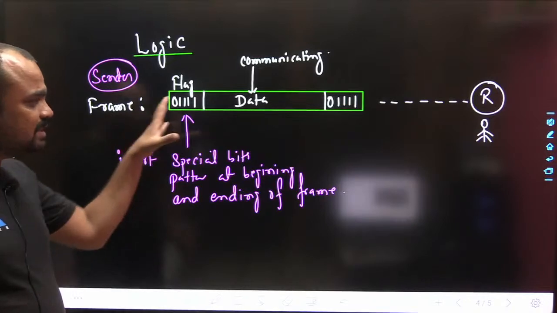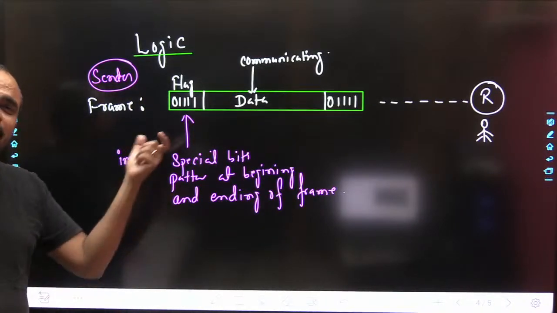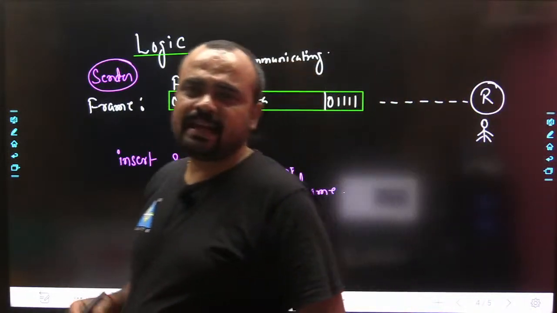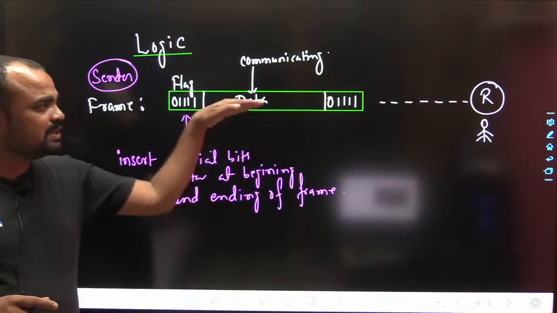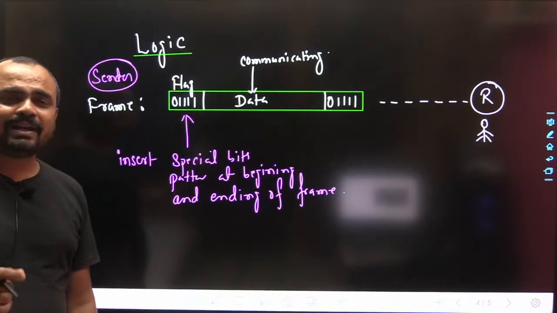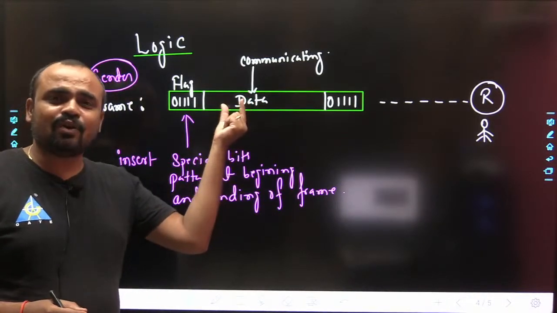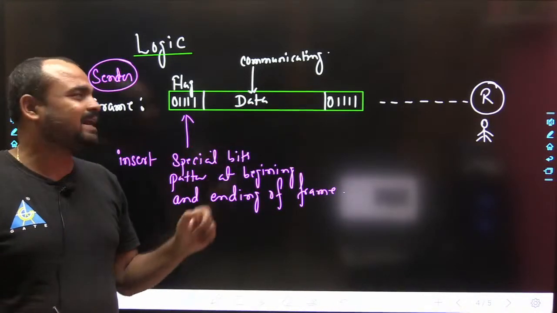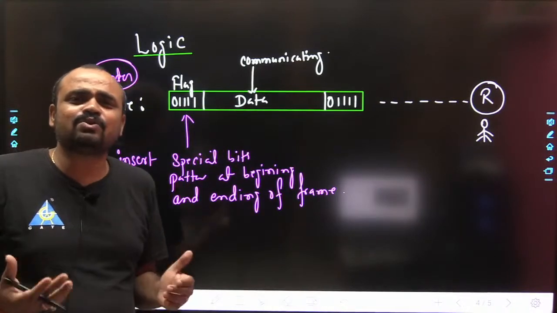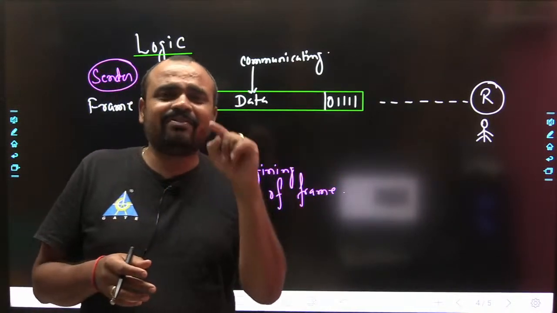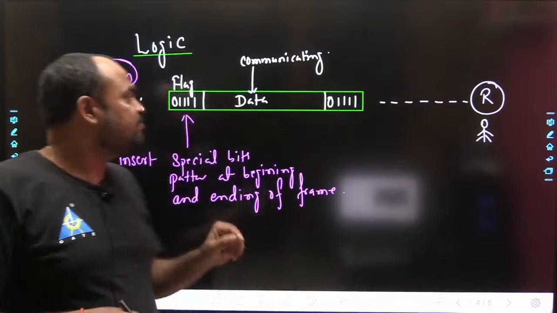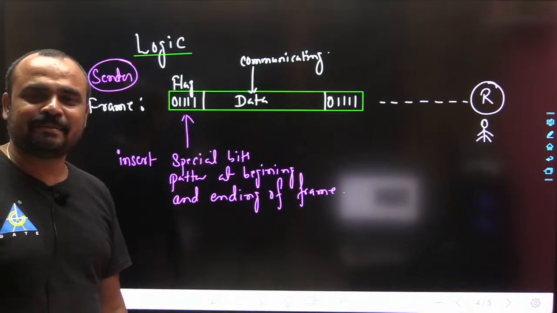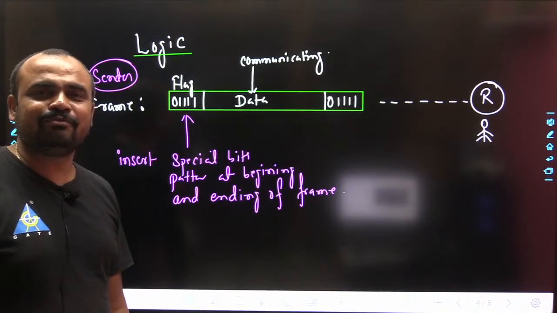But the problem with this concept is, what is the drawback of this concept? Can you tell me? Anyone? What is the problem with this particular concept? My dear friends, data is also nothing but a sequence of bits. So my dear friends, what will happen if the same flag pattern appears inside the data?